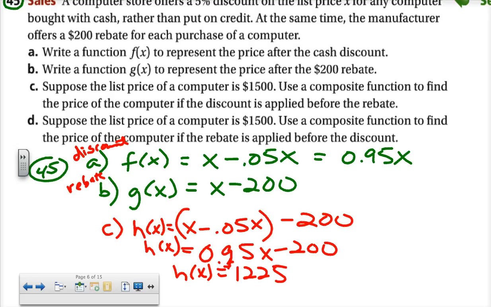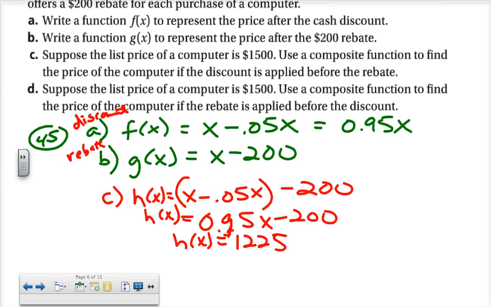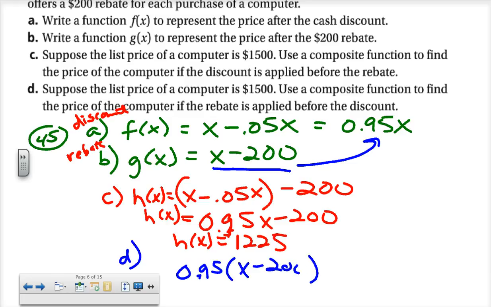And then the next one, you can already kind of feel, hey, they're going to have us do it the other way so that we can see which one is going to be the best for the consumer. Suppose the list price of the computer is $1,500. Use a composite function to find the price of the computer if the rebate is applied before the discount. So if we're going to do rebate first, then discount, well, we can take our rebate and put it into our composition, make our composition function into that discount formula. So it will be 0.95 of x minus 200.